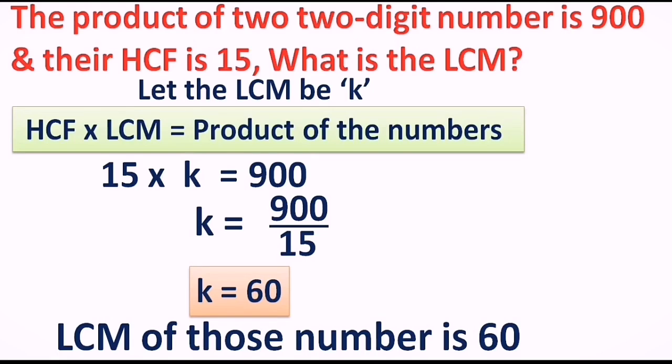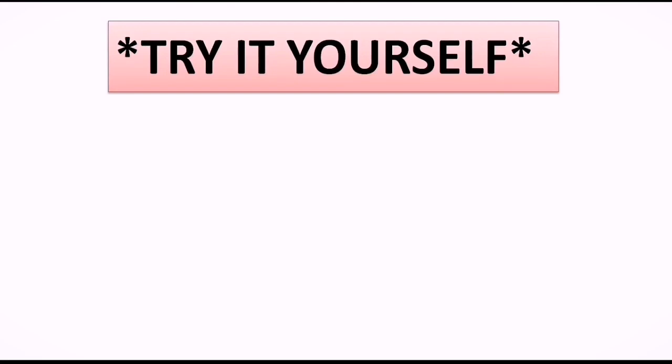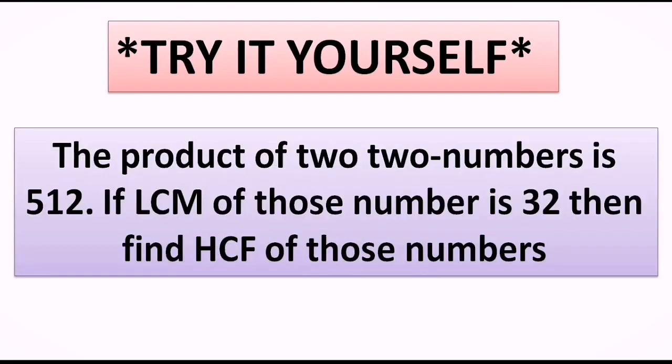This was just a revision for you all, okay, and this is the question for you to try at home. The product of two numbers is given to you, 512, and the LCM of those numbers is 32, and you need to find the HCF of those numbers. Don't forget to mention the answer in the comment section below. I'll be desperately waiting for it.